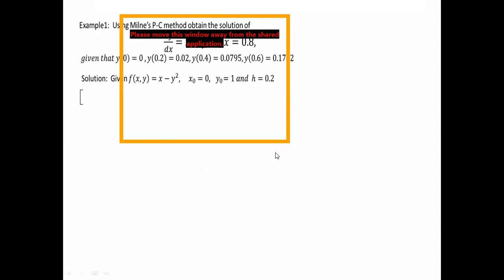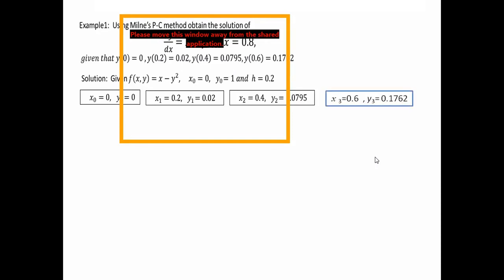So now what we need is to first list it. What are these values of xi and yi? From the first condition, we see that x0 is 0, y0 is 0. Next, from the second condition, we see x1 is 0.2 and y1 is 0.02. And next condition, x2 is equal to 0.4 and y2 is equal to 0.0795. And from the last condition, it is x3 is equal to 0.6 and y3 is equal to 0.1762.